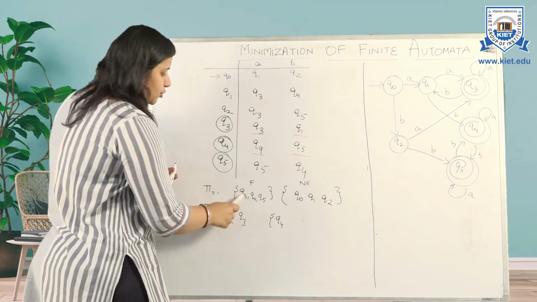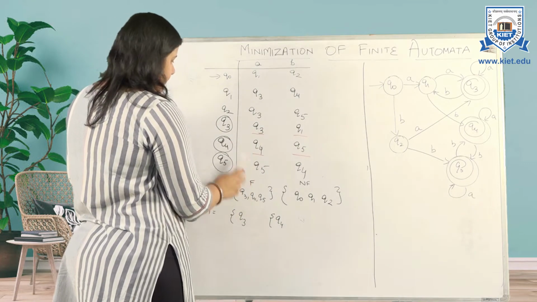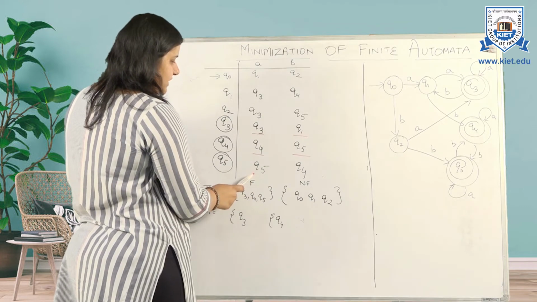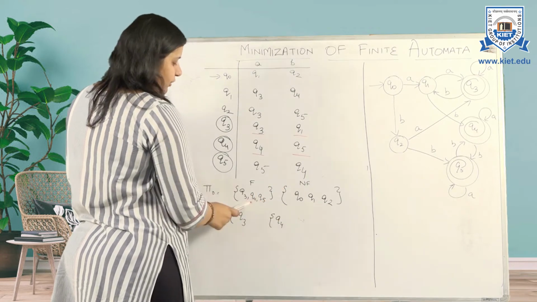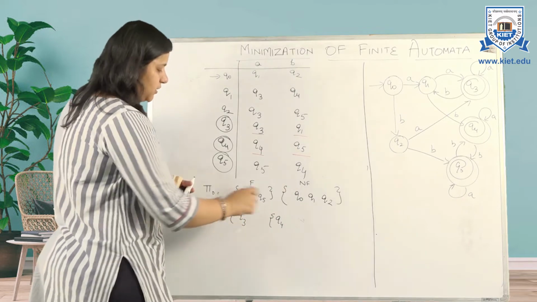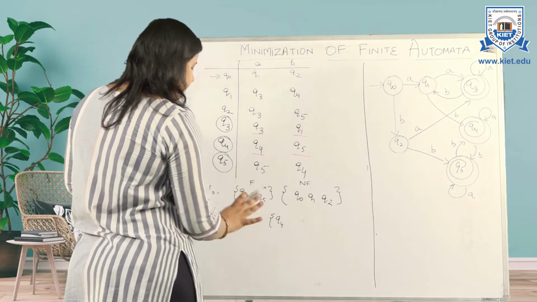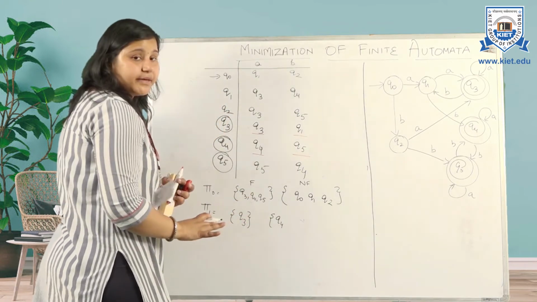Next is Q3 and Q5. Q3 and Q5 with A transition are Q3 and Q5, so they belong to one set. Next is 1 and 4. 1 is here, 4 is here. One is final, the other is non-final. So it will not be equivalent, right? So Q3 and Q5 will not be equivalent. So Q3 will make a single state.